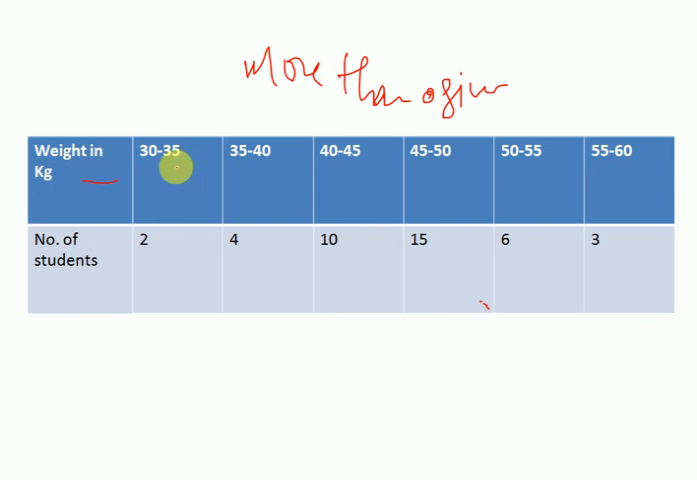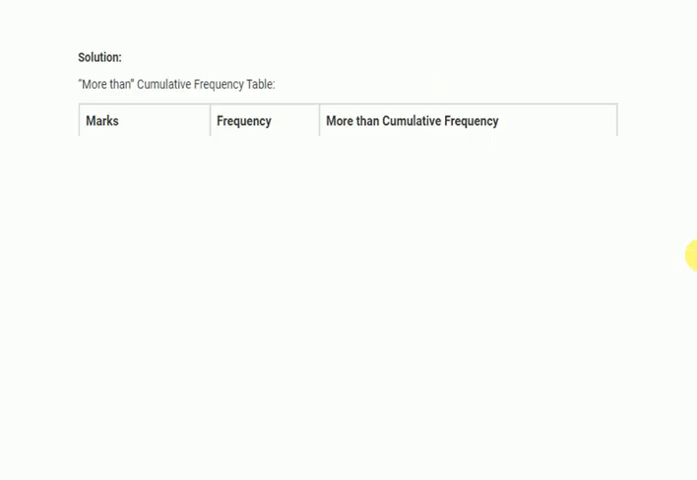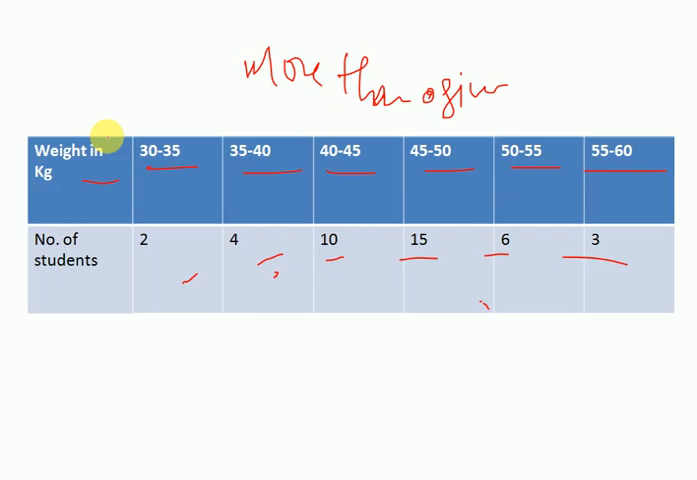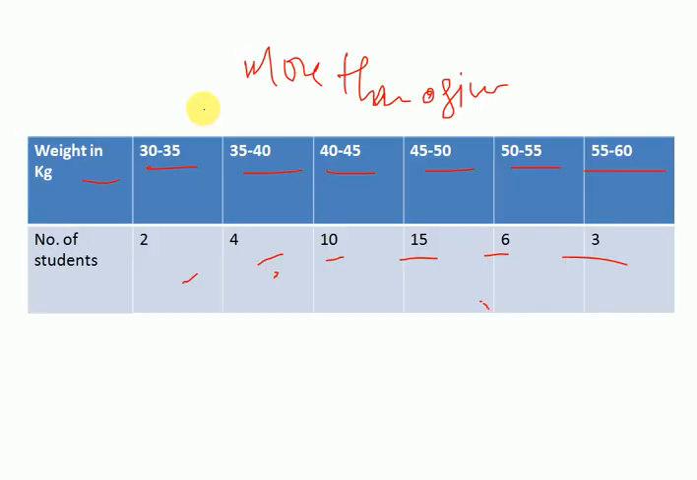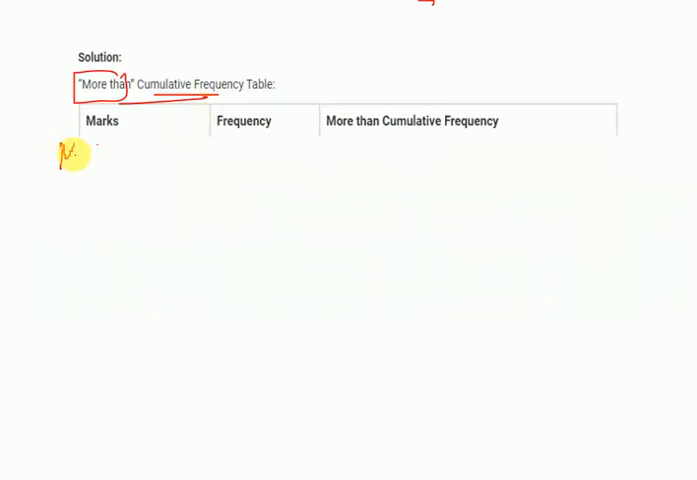Right. Here we get the weight in kg: 30 to 35, 35 to 40, 40 to 45, 45 to 50, 50 to 55, 55 to 60. Number of students: 2, 4, 10, 15, 6, 3. Okay. Now we will find more than ogive. First of all we will write the marks. How will we write the marks? First of all it is given 30 to 35. As I have to make the more than ogive frequency table, I will write more than 30 first.